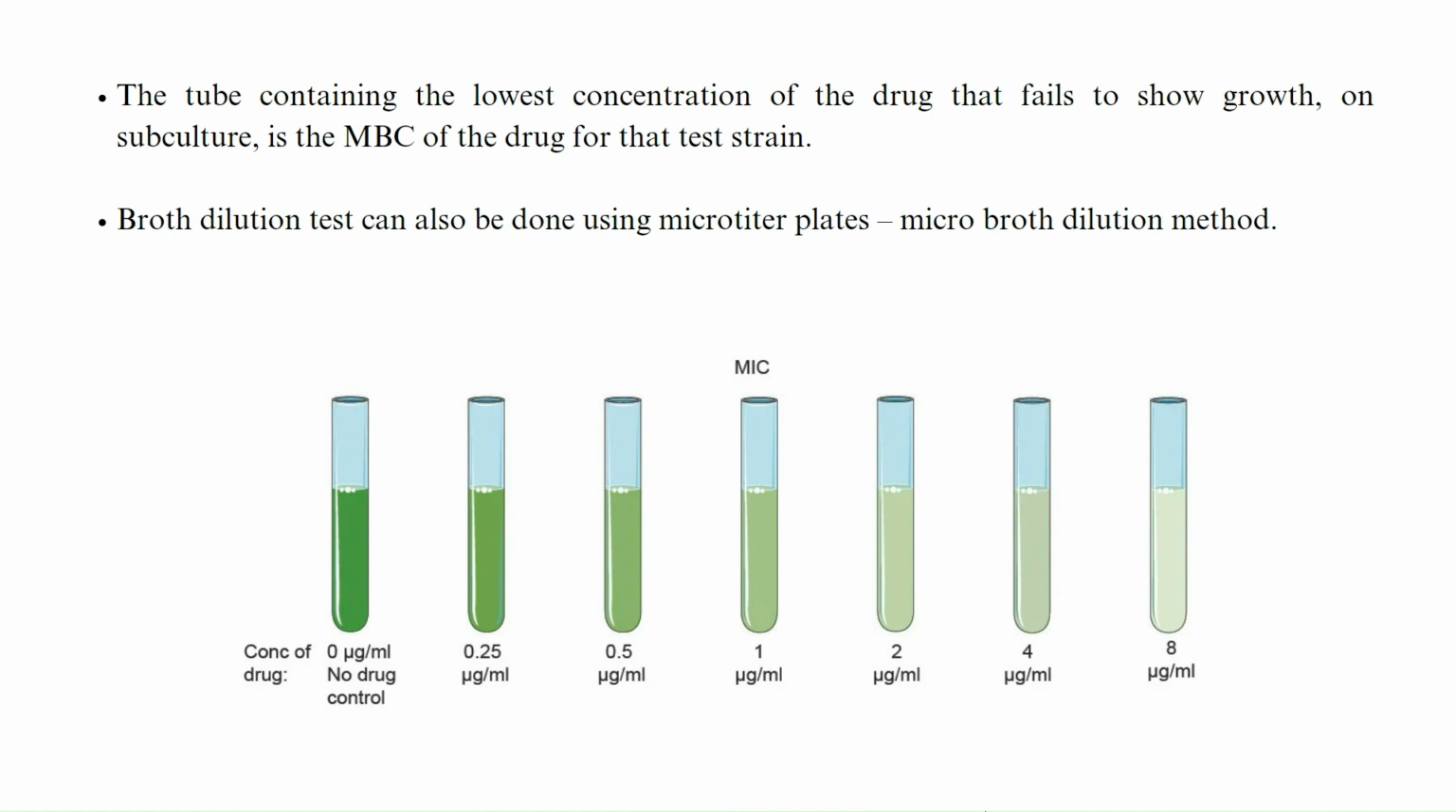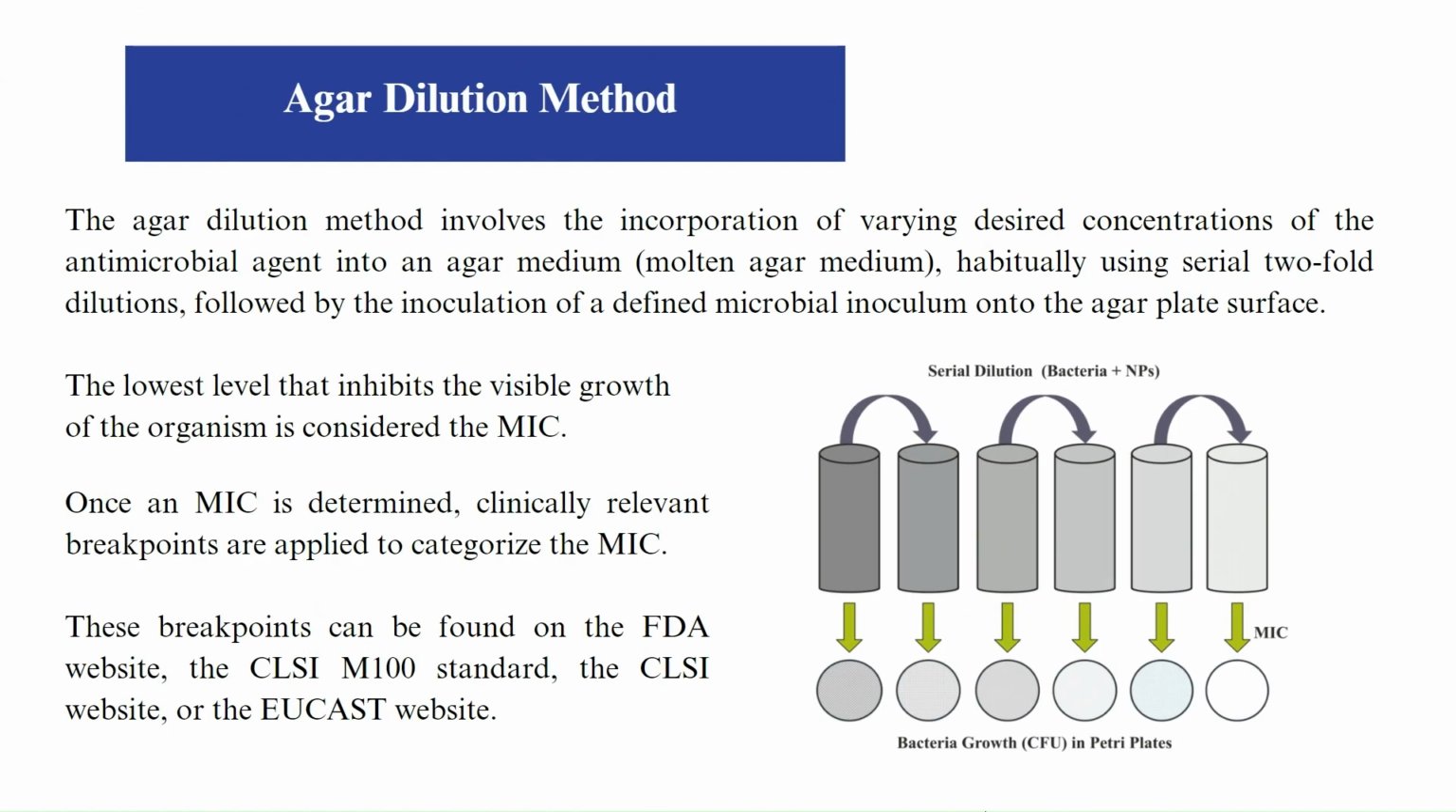Broth dilution test can also be done using microtiter plates, known as microbroth dilution method. The agar dilution method involves the incorporation of varying desired concentrations of the antimicrobial agent into molten agar medium, usually using serial two-fold dilutions, followed by the inoculation of a defined microbial inoculum onto the agar plate surface. The lowest level that inhibits the visible growth of the organism is considered the MIC.